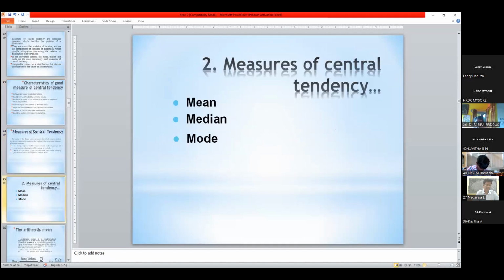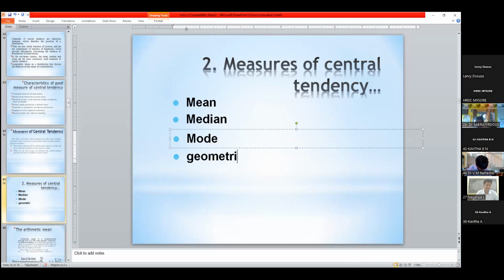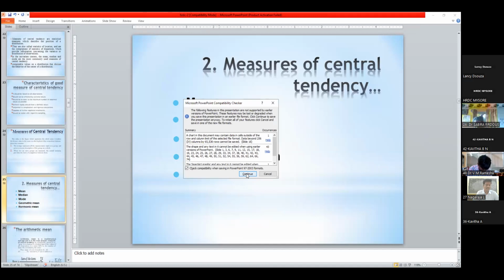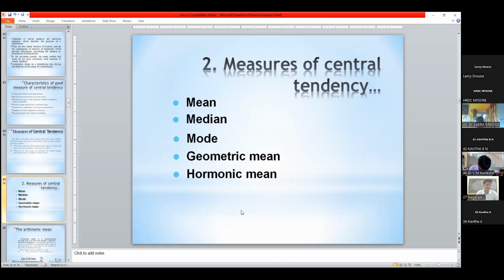When you talk about measures of central tendency, usually we talk about mean, median, and mode. Adding two more, geometric mean and harmonic mean, you can add those also. But remember, the geometric mean and harmonic mean are not much used in research. They are used under specific conditions. For your reference, these are the five types of means available. But usually we restrict it to mean and median. Even mode is not used much in research. Mean and median are the two important ones being used.